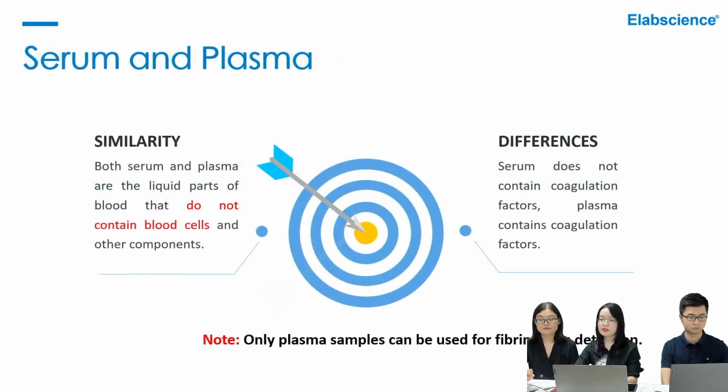Therefore, only plasma samples can be used for the fibrinogens and the anticoagulant-related factors detection, since they are involved in the blood clotting. But for the conventional secretory proteins, either the serum or the plasma can be selected as the appropriate sample type.